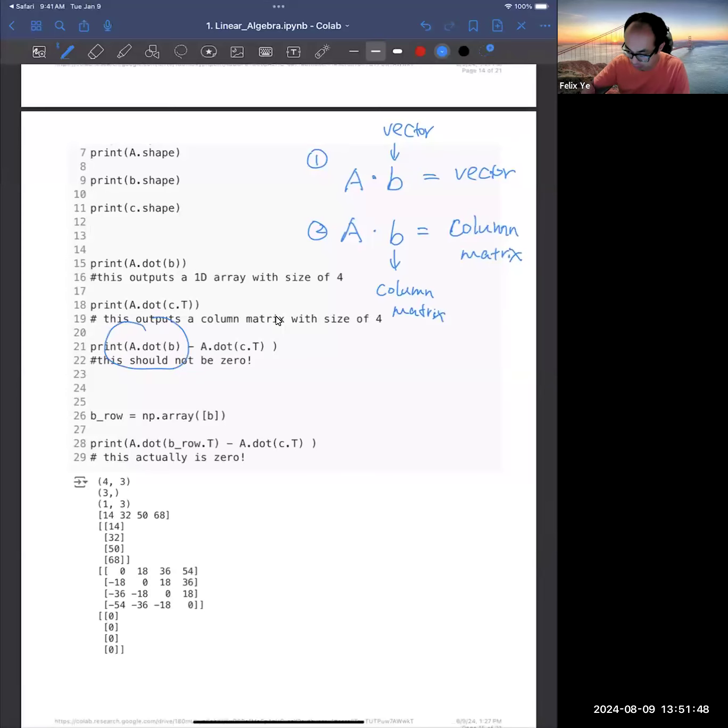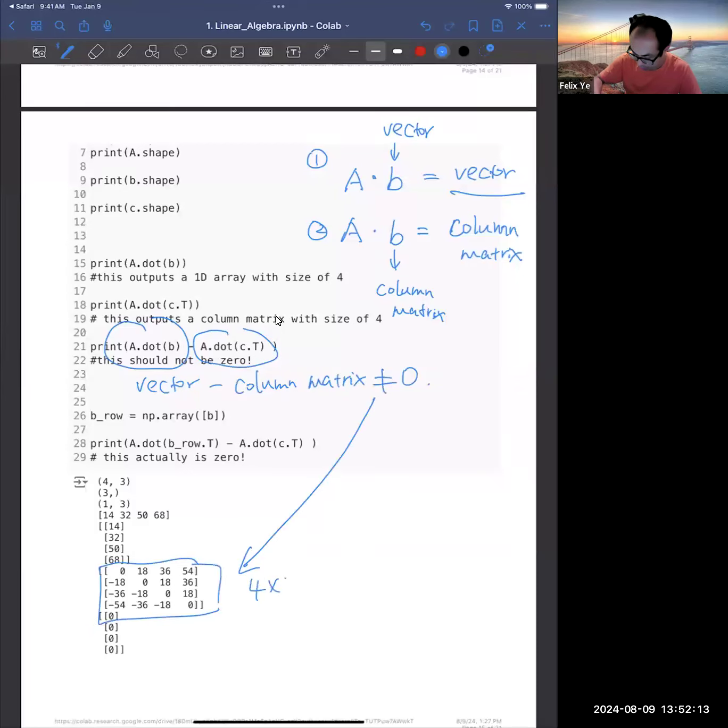A dot B, so this is a vector. And this is A dot C transpose, so this is a matrix. A vector subtract a column matrix is not equal to 0. It actually gives you a matrix here. This is a 4 by 4 matrix. I saw many people make mistakes all the time on this type of problem. So you have to be very sure what kind of structure you are working with, whether it is a vector, a column matrix, a row matrix, what kind of matrix you're working with.